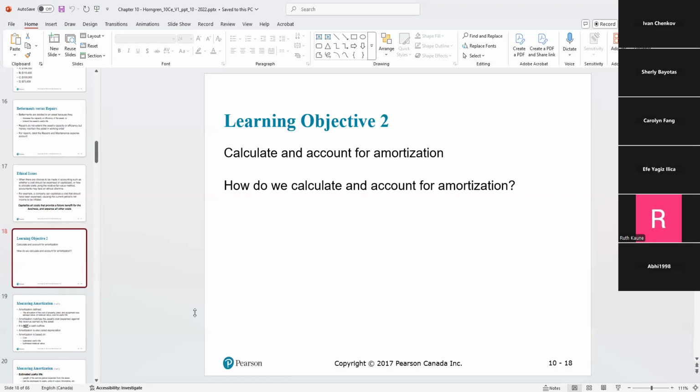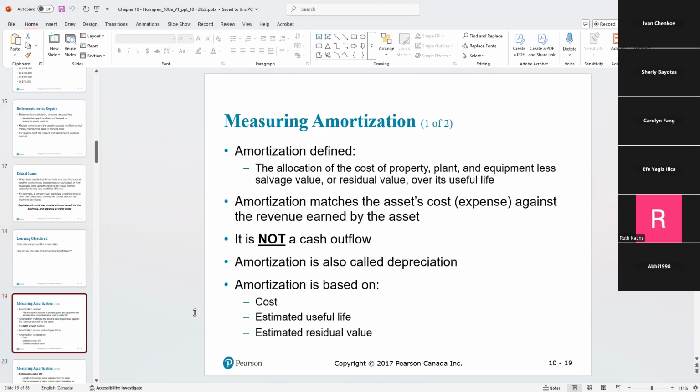So the whole idea is, okay, you get the asset, but now you have to slowly transfer the cost of that asset into the expenses. The question is how? And that's where the amortization comes in handy. So what's amortization? Amortization is transferring the cost of the property, plant, and equipment into the expense in order to match the revenue that all those assets are generating.